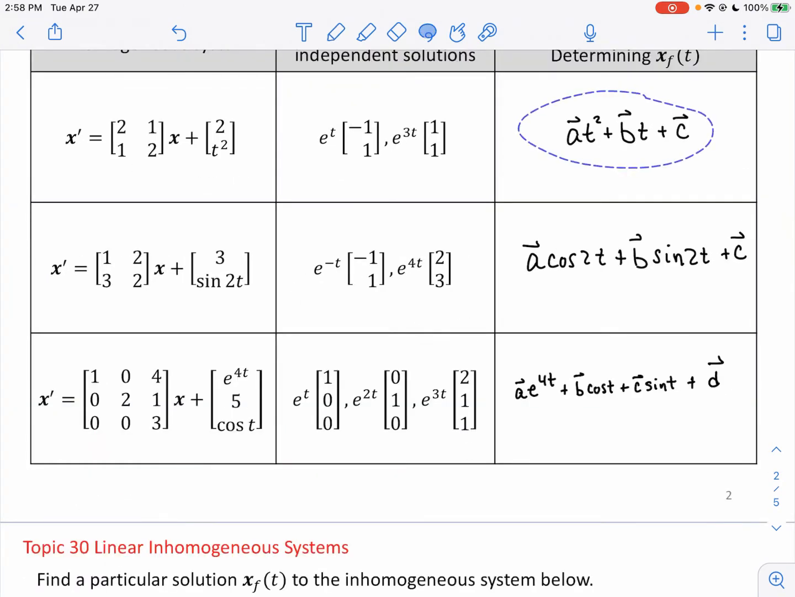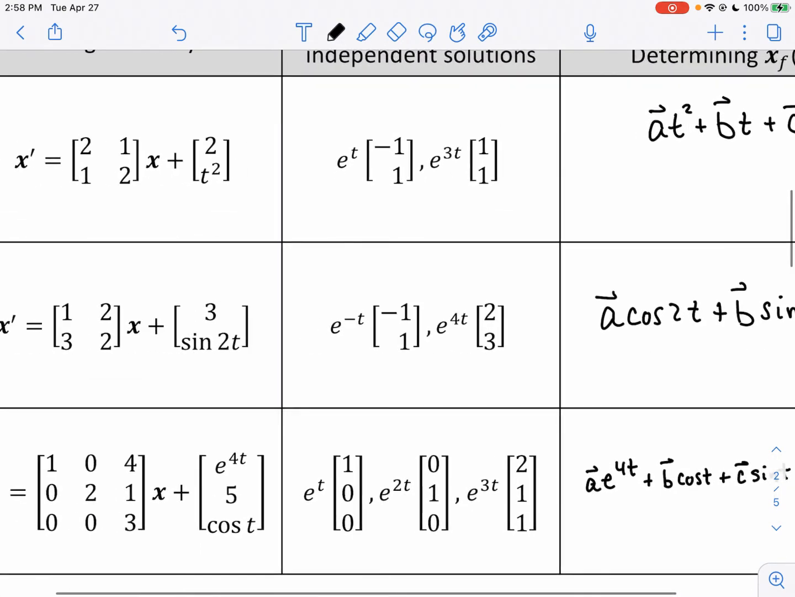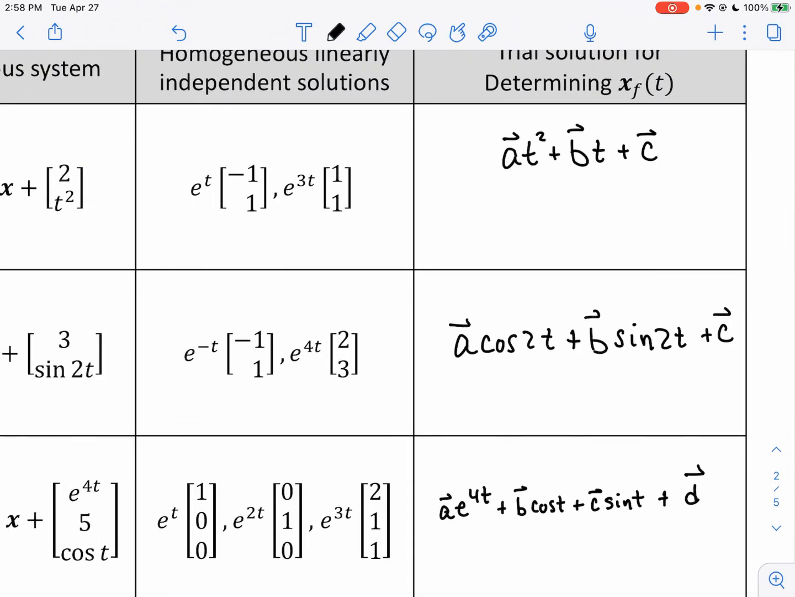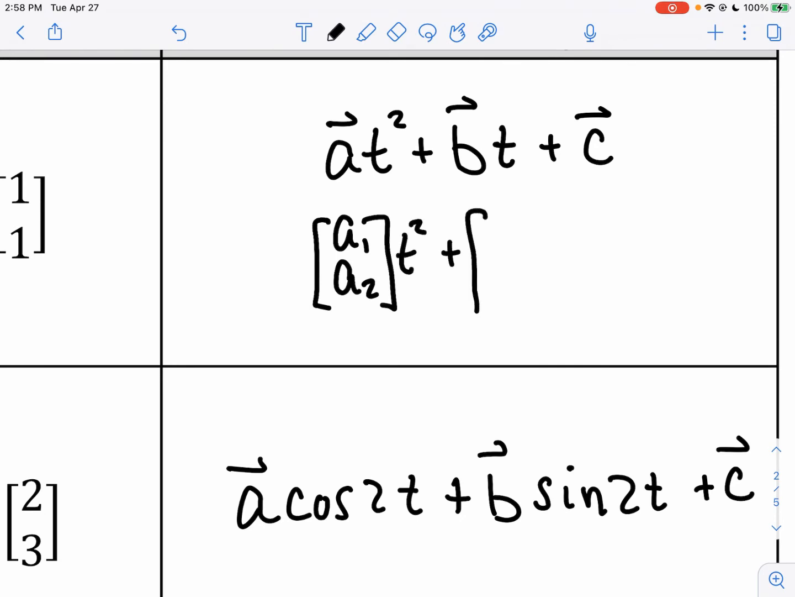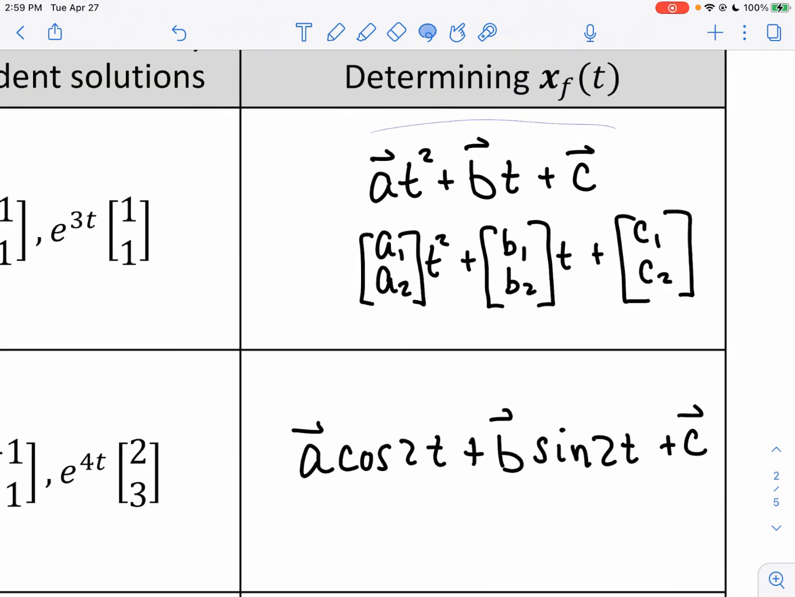Now, I want you to keep in mind that these constant vectors a, b, and c would match the dimension of the system. So this is a 2x2 system over here. So this vector a that we're referring to is a 2x1 constant vector. So it would look like this. You would have a1, a2, that's the a vector, times t squared, plus a b1, b2, that's your constant vector times t, and then plus a c1, c2. So really, when we are trying to figure out what these coefficients are, we actually have a total of 6 values that ultimately need to be found.